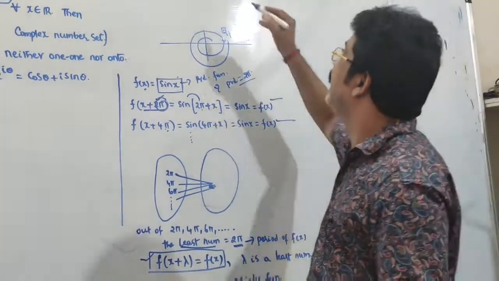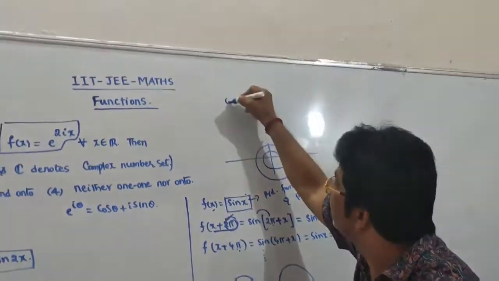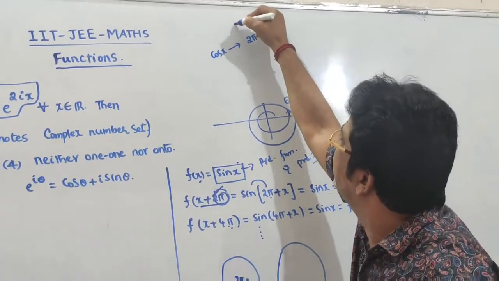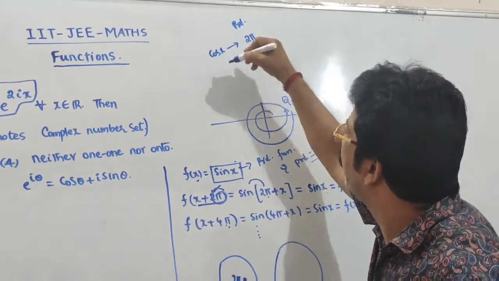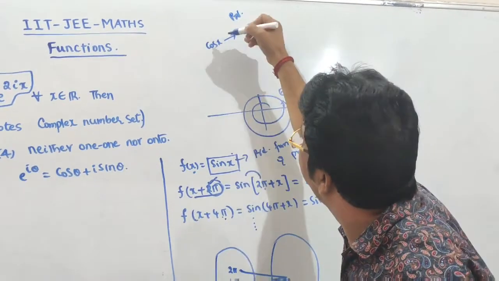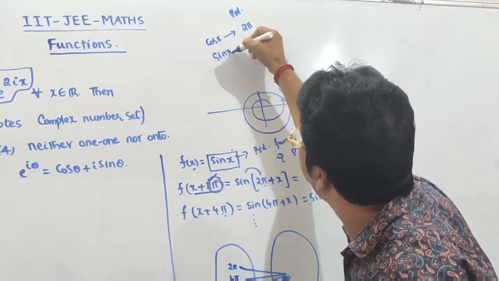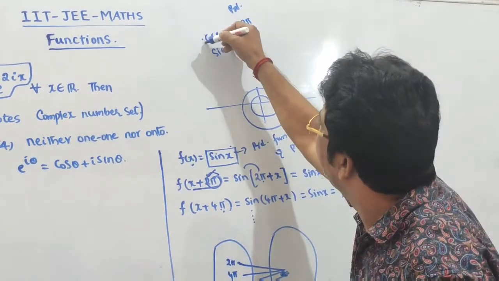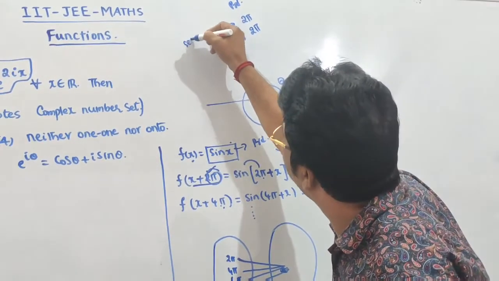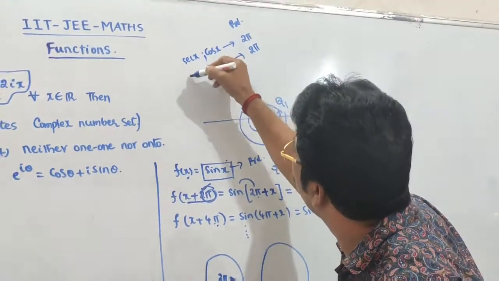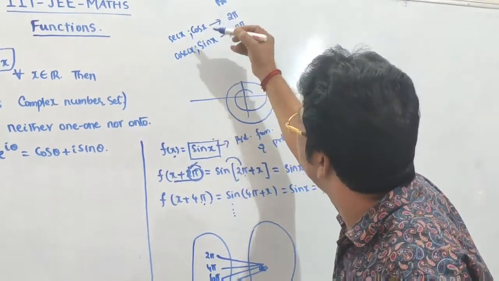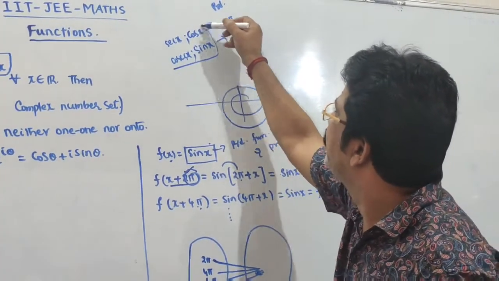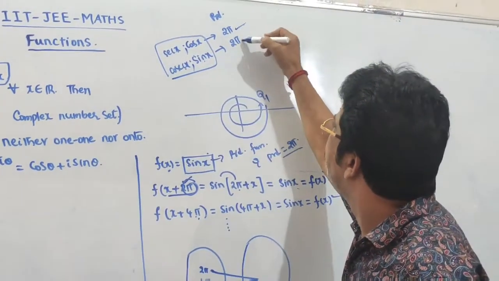Similarly, we can show that cos x is a periodic function. Its period is also 2 pi. Similarly, the reciprocal of cos is secant x, and the reciprocal of sin is cosecant x. So therefore, sin, cos, secant, cosecant are periodic functions and their period is 2 pi.